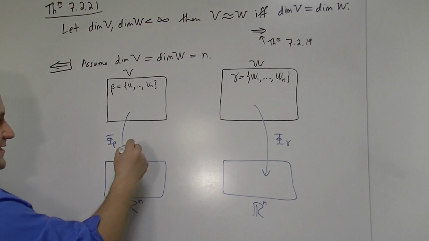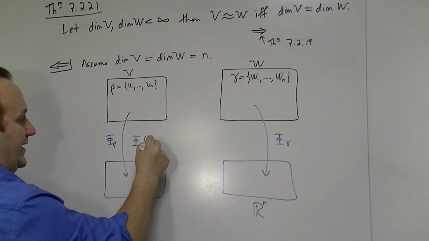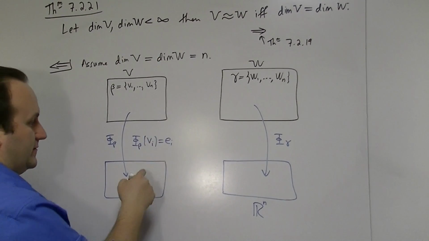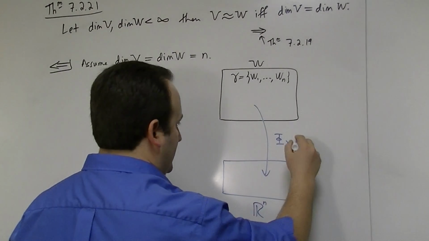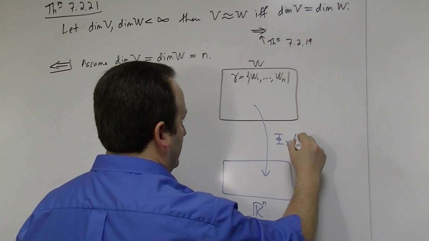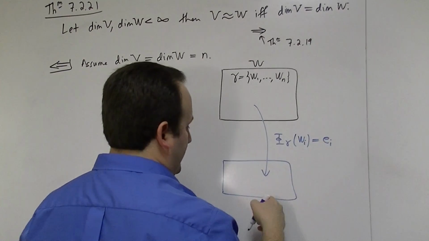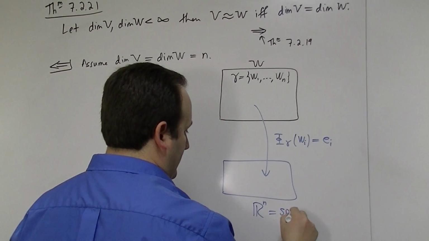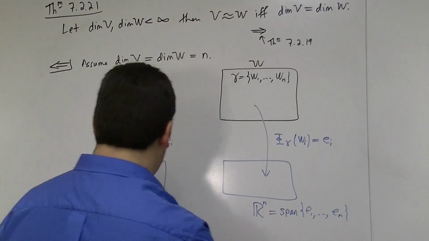And the definition of phi beta is just this: phi beta of Vi is equal to Ei. And over here, likewise, phi gamma of Wi is just equal to Ei, where these are the standard basis vectors, the span of E1 through En, right? Likewise over here.